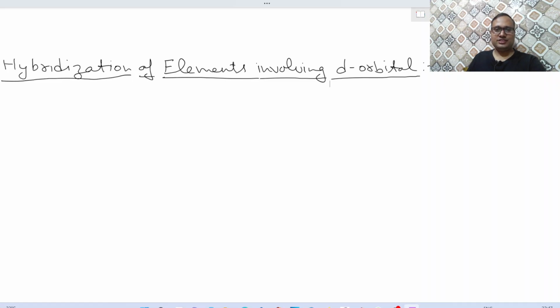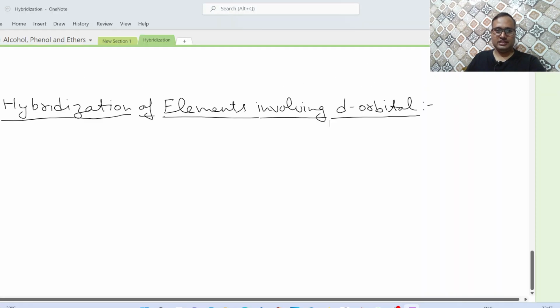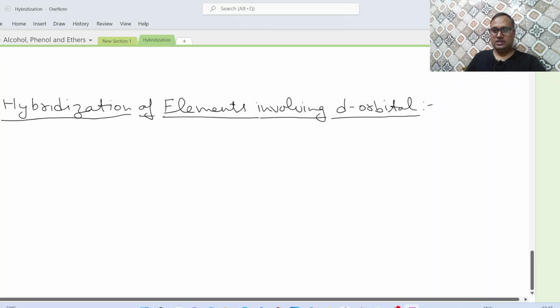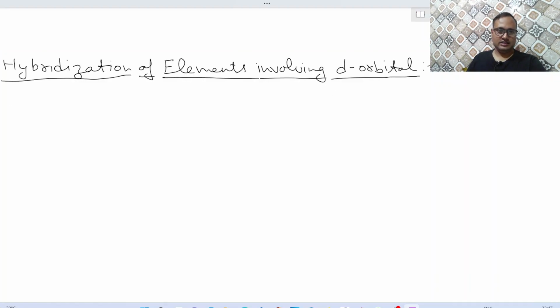So in continuation with the topic of hybridization, today we are going to study hybridization of elements involving d orbital. As we know, d orbital is present in the elements of the third period. So from the third period we have 3s, 3p and 3d orbitals, and their energies are comparable.